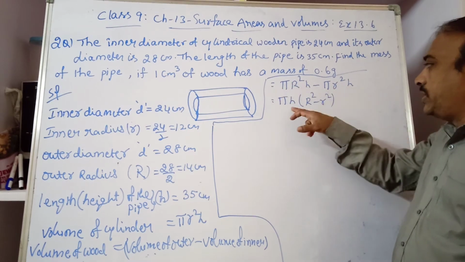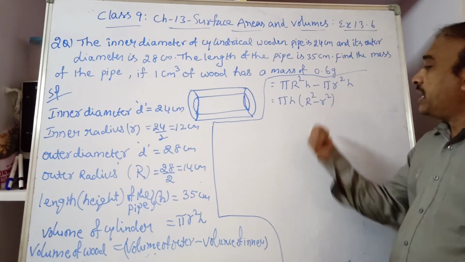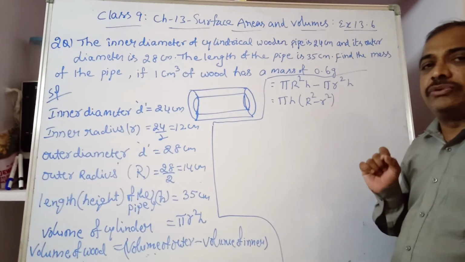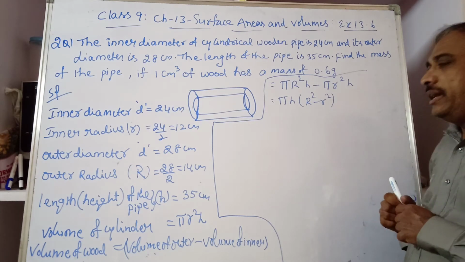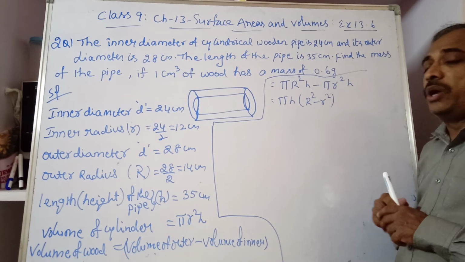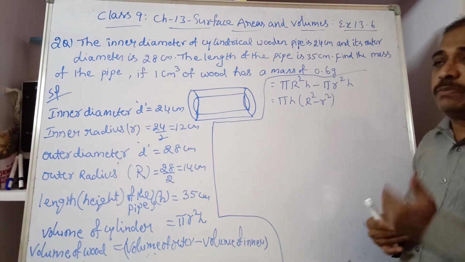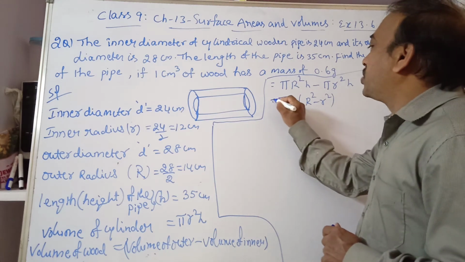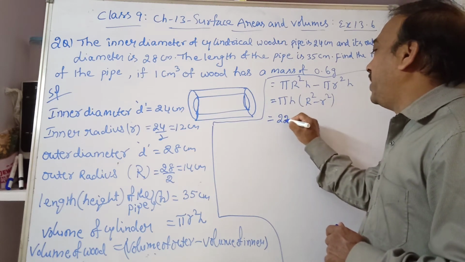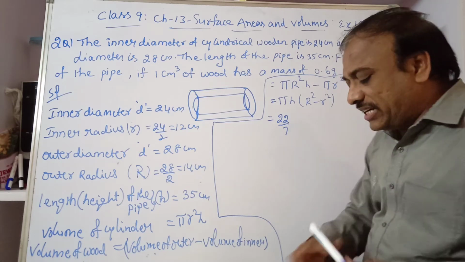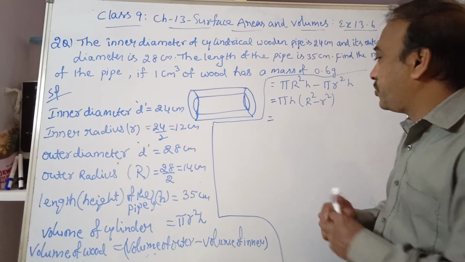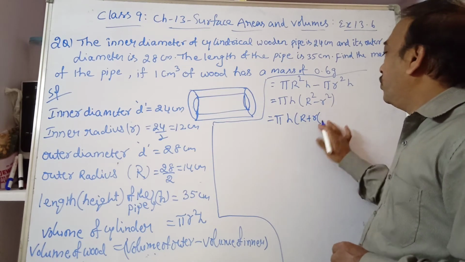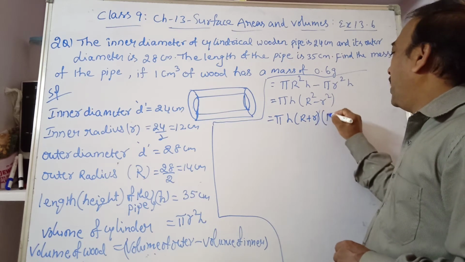So pi and h we took common, leaving R square minus r square. This can be expressed in the form of a square minus b square, which is a plus b into a minus b, that is capital R plus small r into capital R minus small r, because these are the outer radius and inner radius. So the volume is pi, that is 22 by 7, into h into (R plus r) into (R minus r).